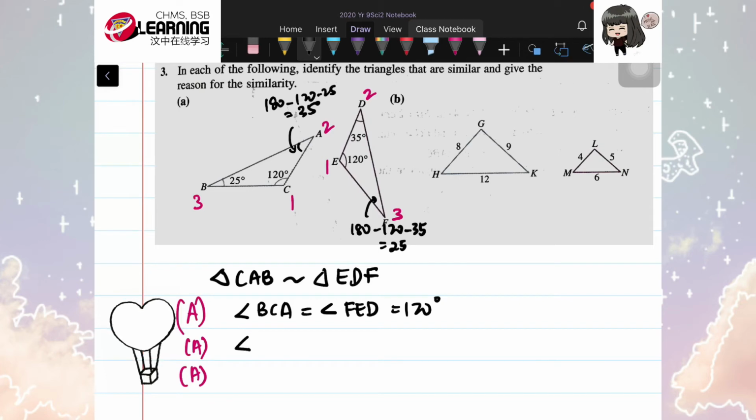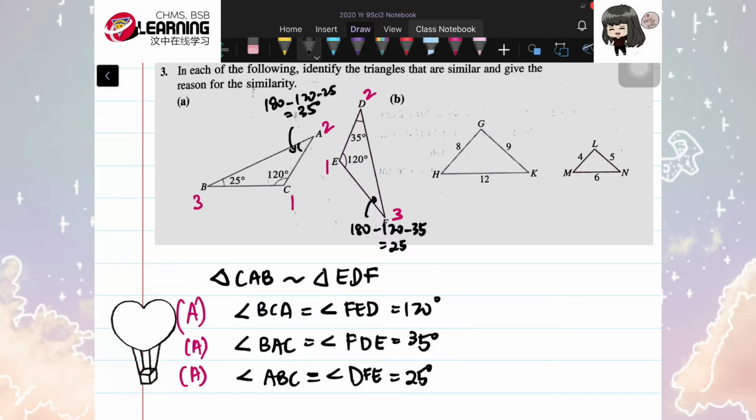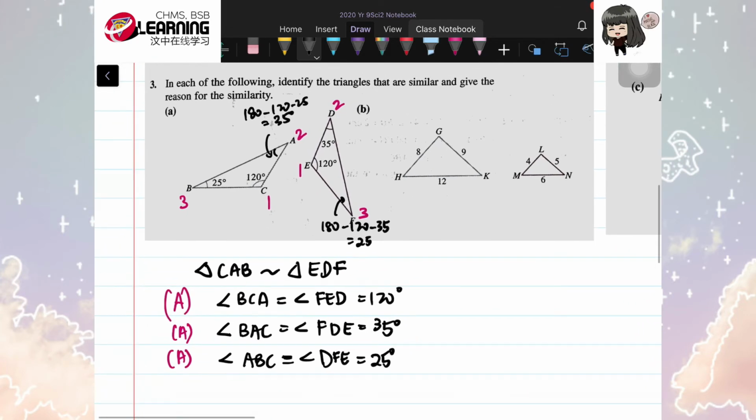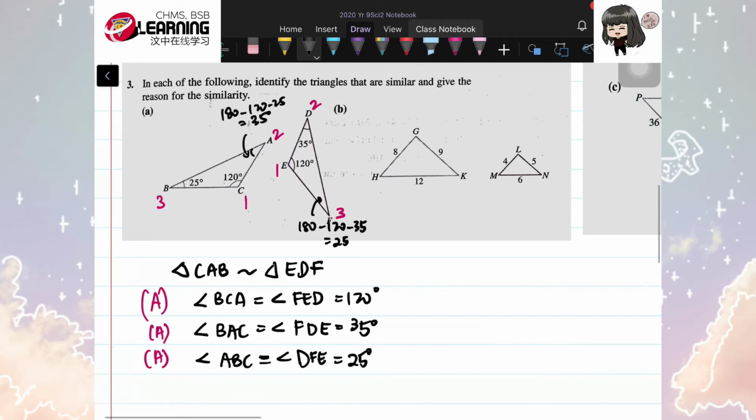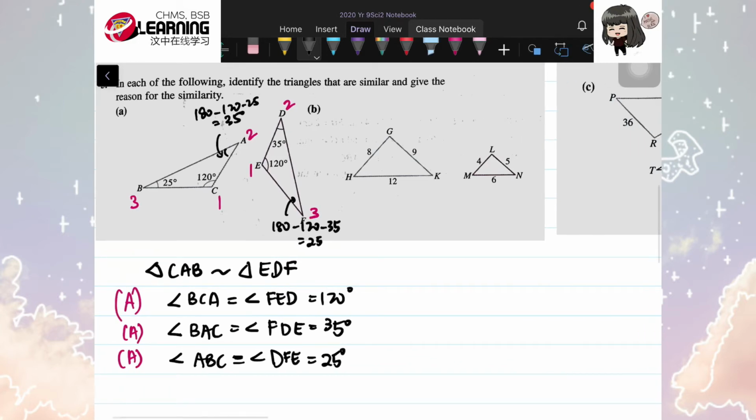And the second one, number 2, angle BAC equals angle FDE, which is 35 degree. The third one, angle ABC is equal to angle, what do you think? ABC, so DFE, which is equal to 25 degree. So this is how you reason it. The answer is there. So done with number 3A, we go to number 3B.